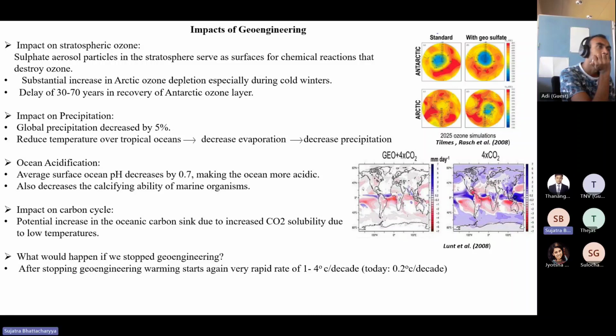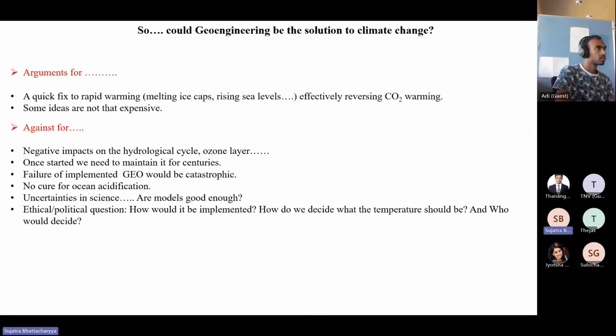What happens if we stop the geoengineering? After stopping the geoengineering, warming starts again very rapidly, at a rate of 1 to 4 degrees per decade, which today is 0.2 degrees per decade. So these are the impacts of the geoengineering. So the question arises: could the geoengineering be the solution to climate change?